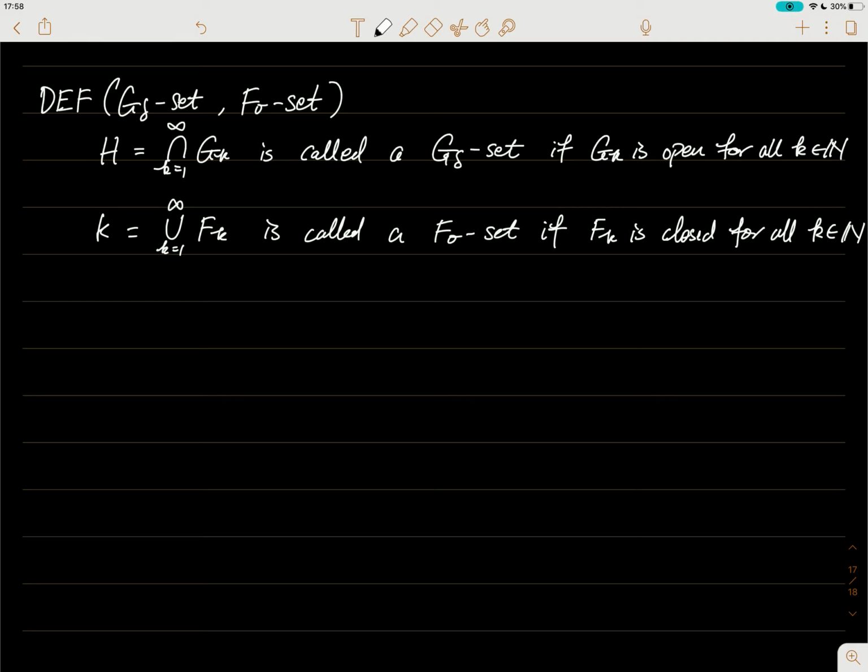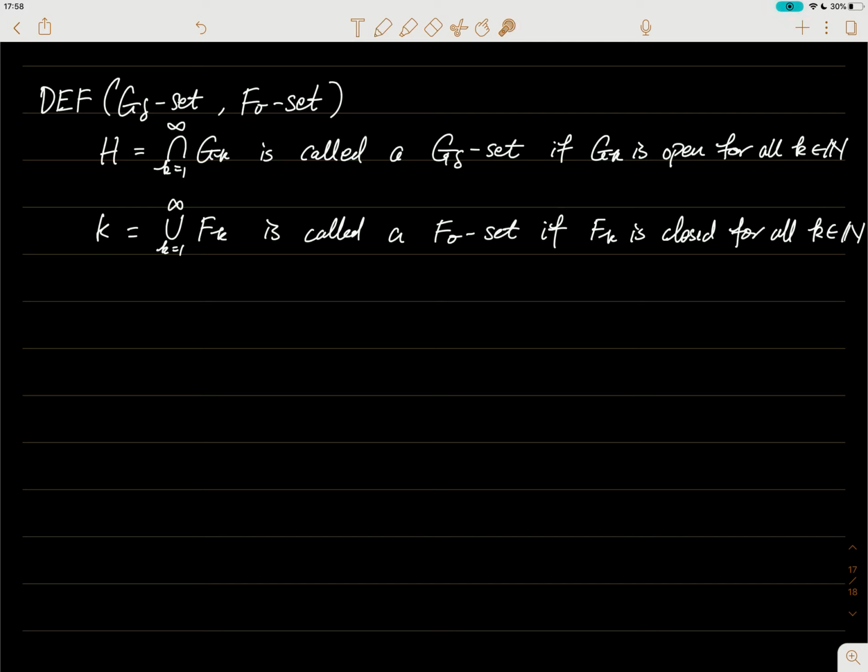Okay, so we said that if you have infinitely many open sets, then taking the intersection of them does not necessarily give you an open set. So in this case, we give them a special name when we have countably many of them. If you have uncountably many open sets, that's really hard to get anything. But if you have countably many open sets, we can give a special name to the intersection.